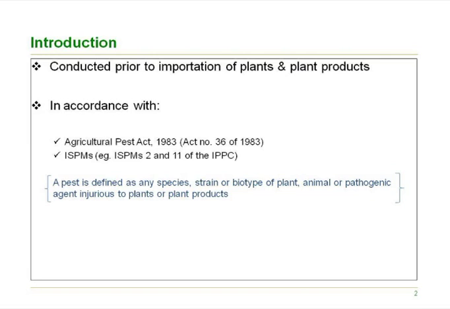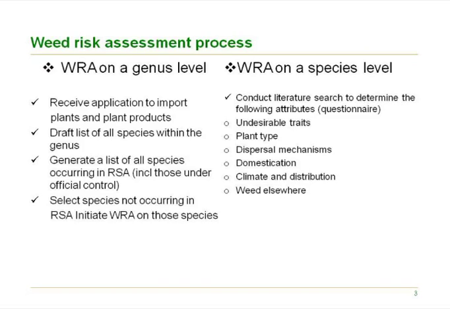This IPPC provided us with a definition of a pest, wherein it is defined as any species, strain, or biotype of plant, animal, or pathogenic agent which is injurious to plants or plant products. The process itself can be done in two ways. First, on a genus level.